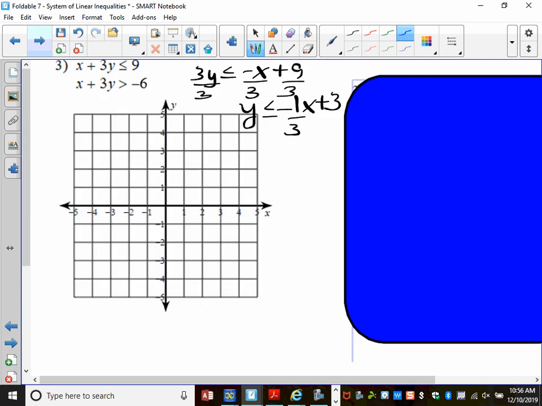All right, let's move on to the third one. In this one, they're not in slope-intercept form, so you would have to solve it for y. I've already solved the first one for y, which is right here. So y is less than or equal to negative 1/3 x plus 3. So I'm going to start at positive 3, and I'm going to go down and over to the right 3. Is this a solid or dashed line? Solid. And since it is less than, we shade below.